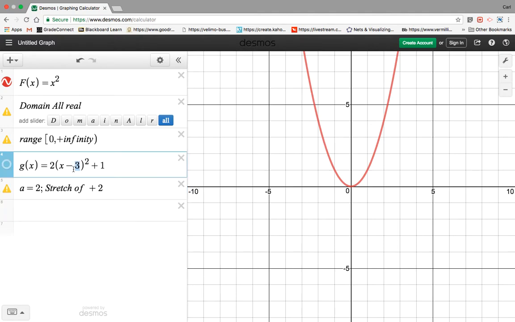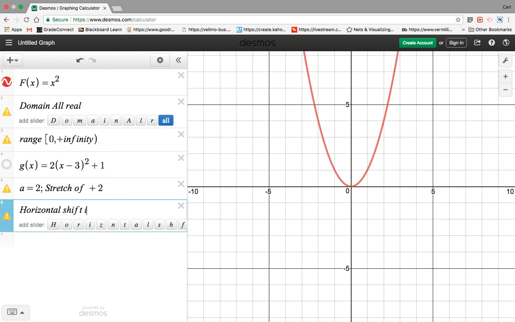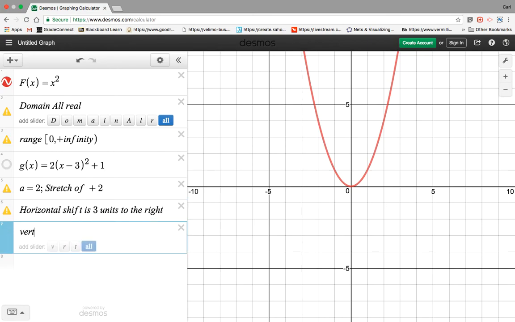I also see that inside the parentheses, the horizontal shift is -3, but in reality, the horizontal shift is adding 3 units, so 3 units to the right. And the vertical shift around the outside, this is adding 1 at the end, so this implies that there's a vertical shift of up 1 unit.